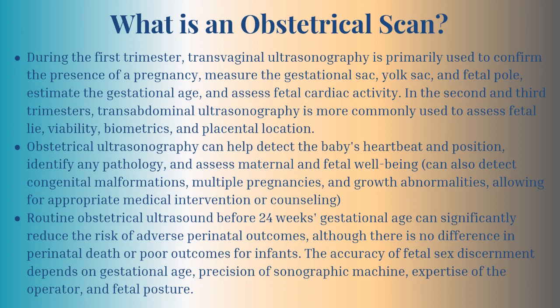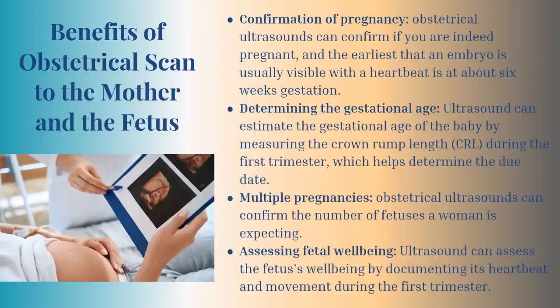It can also detect congenital malformations, multiple pregnancies, and growth abnormalities, allowing for appropriate medical intervention or counseling. Routine obstetrical ultrasound before 24 weeks gestation can significantly reduce the risk of adverse perinatal outcomes, although there is no difference in perinatal death or poor outcomes for infants. The accuracy of fetal sex discernment depends on gestational age, precision of the sonographic machine, expertise of the operator, and fetal posture. Benefits of obstetrical scan to the mother and the fetus.